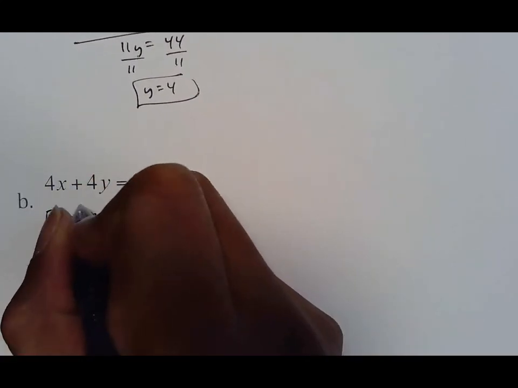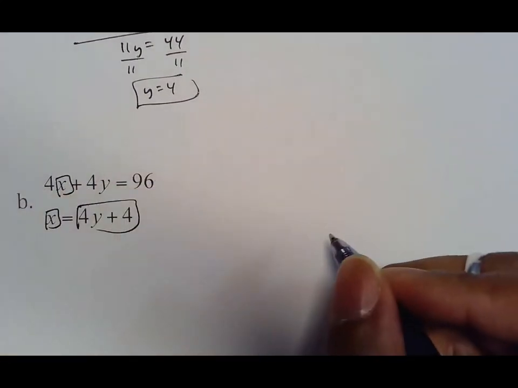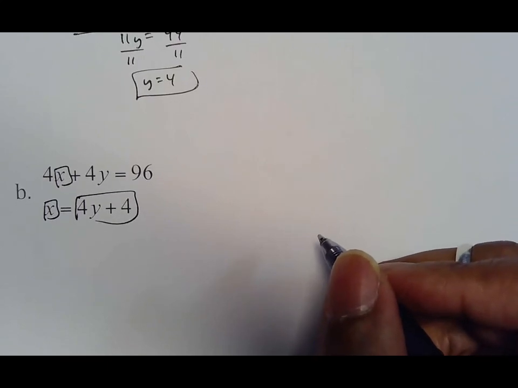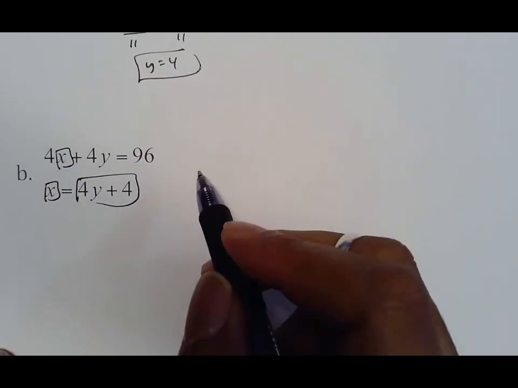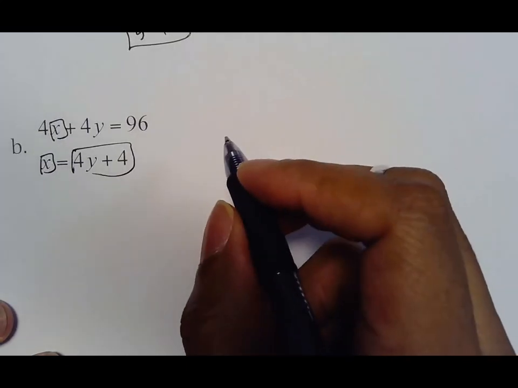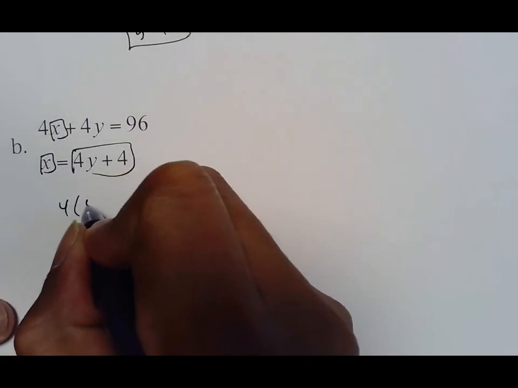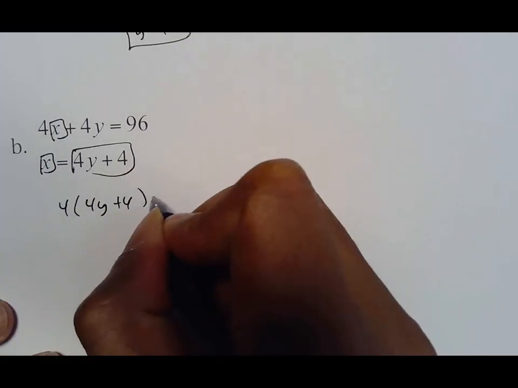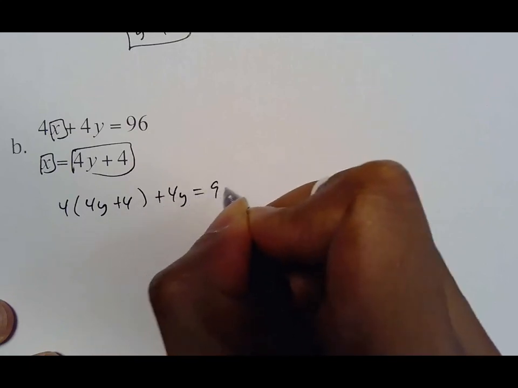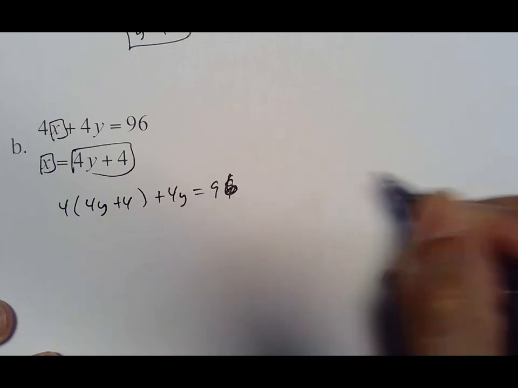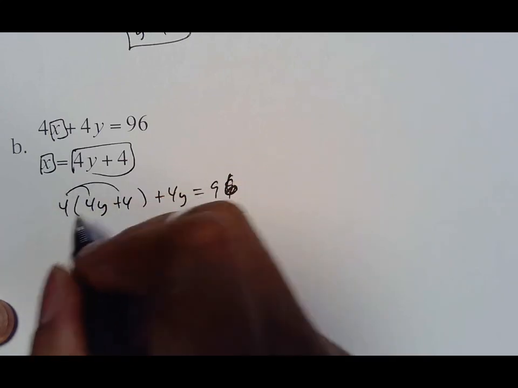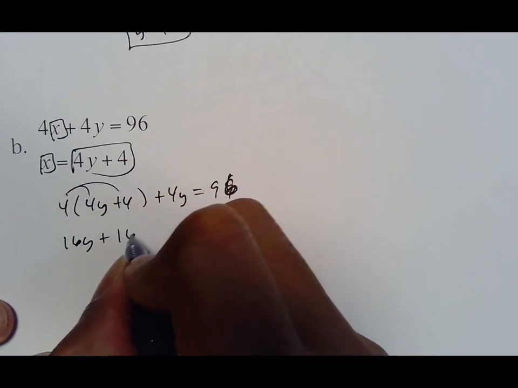On this one, x is by itself. Again, I'm not going to get into how I picked what I picked. I'm just going to go ahead and go with it because, again, you should have mastered 6.2a and b already. So I put 4 parentheses, 4y plus 4 plus 4y equals 96. Not 99, 96. I distribute 16y plus 16.